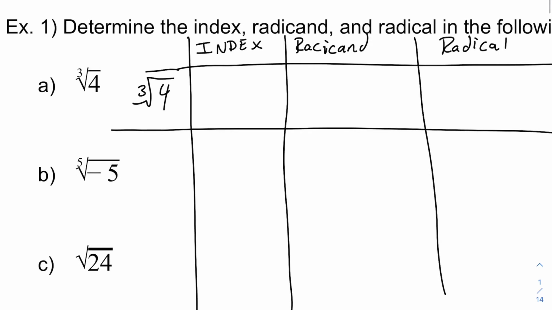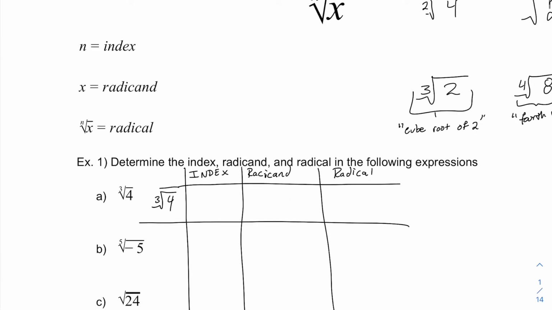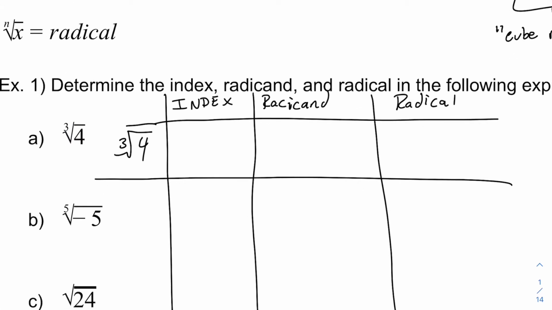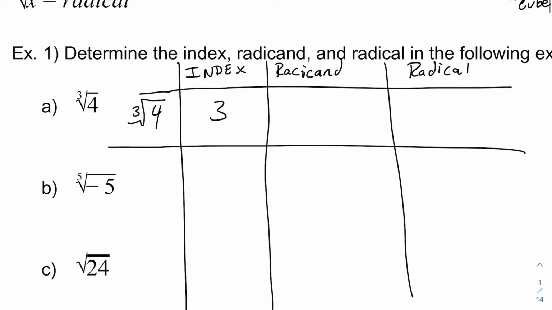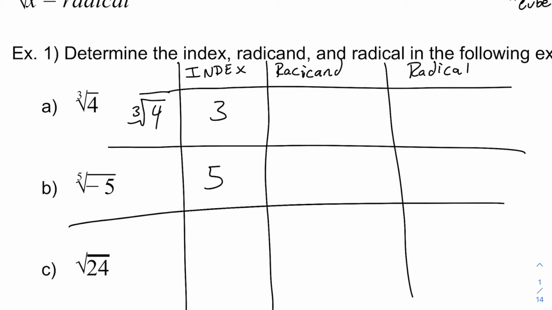So first off, what is the index? Remember, the index is that little number that's right inside. So our index for this one is 3. What would be our index for the fifth root? Well, it would be a 5. So our 5 will be the index here. How about for our square root of 24? Now remember, if nothing is there, you imagine a little 2 there. So that is the index of 2.